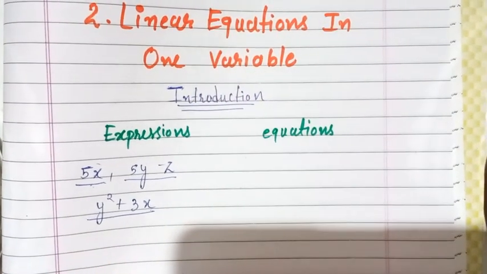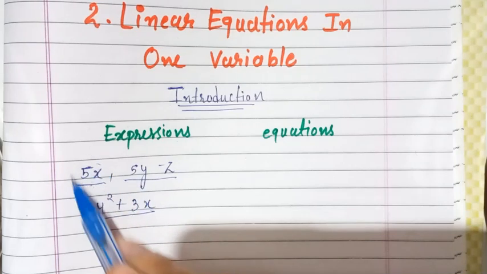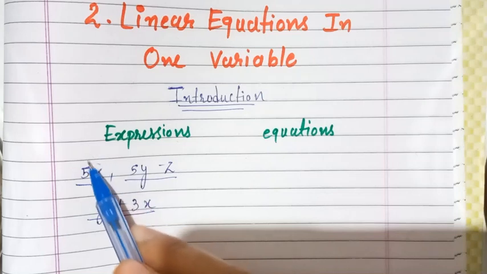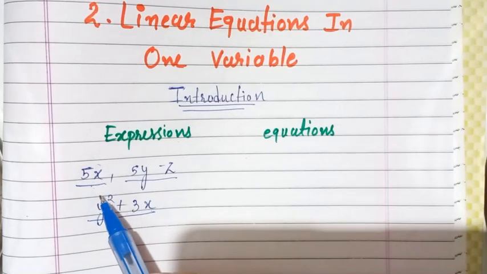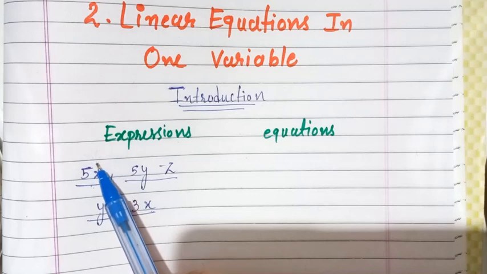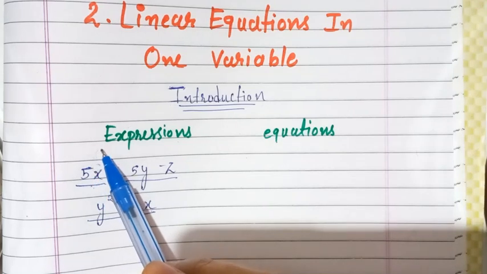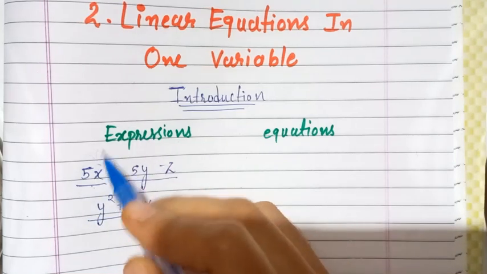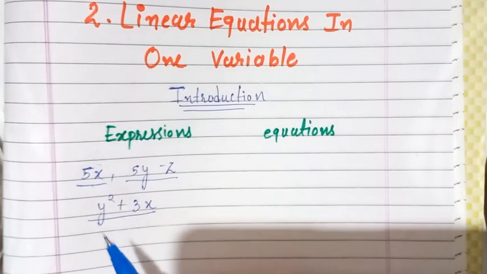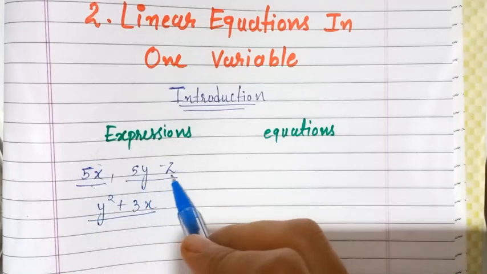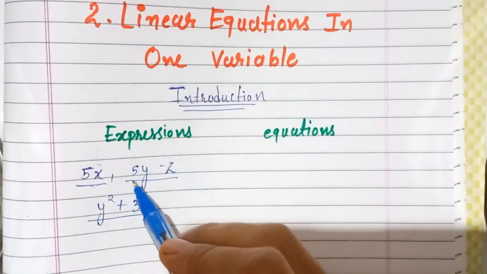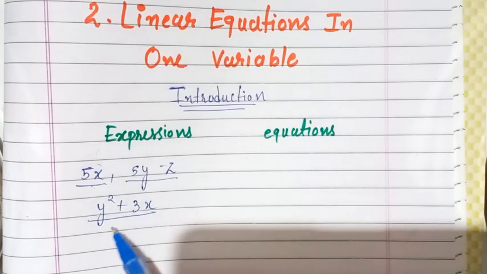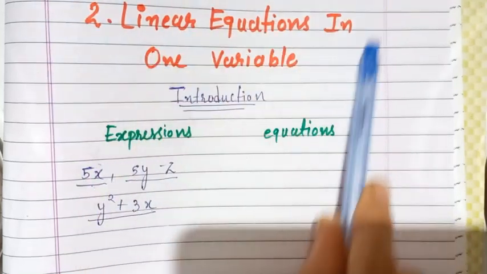For example, this is an expression, 5x. So what is the variable in it? So x is the variable for this expression because we don't know this unknown quantity x. We can determine it, but here we don't know the value of x. So x is the variable for this expression. y and z are variables for this expression. y and x are variables for this expression. So this is a variable.